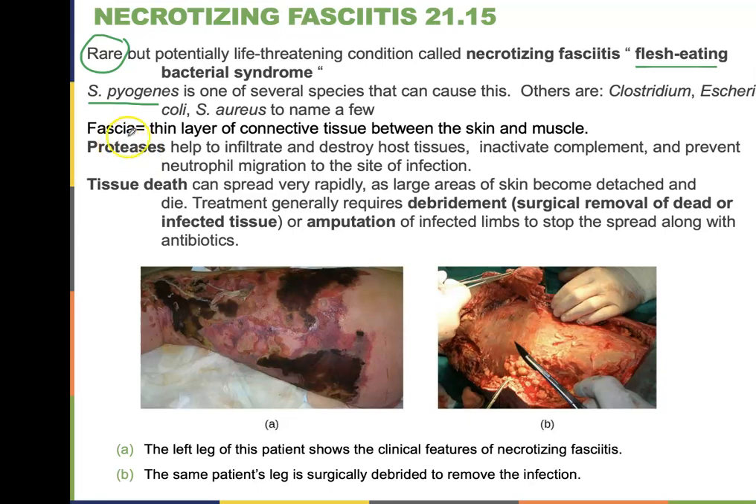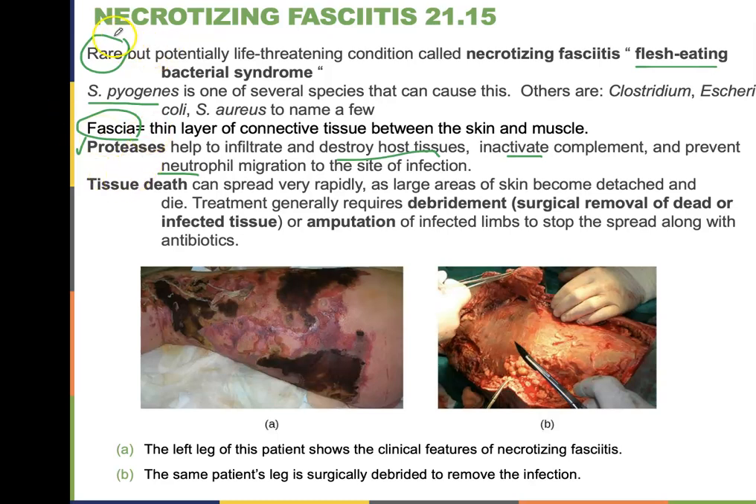If you're not familiar with the word, fascia is connective tissue between the skin and muscles. Just think of it as a packaging that separates your skin and muscles. Strep pyogenes can get in there and infect that. Then they have proteases, which destroy our host tissue. The nasty guy also inactivates complement, part of our innate immune system, and prevents our neutrophils from getting there. So it's pretty much unstoppable because of these proteases, unless you have very quick treatment.